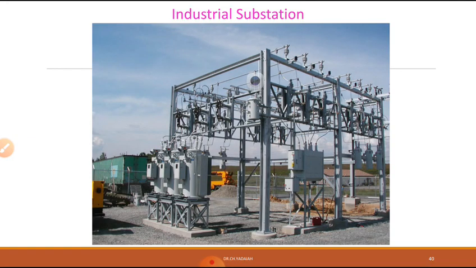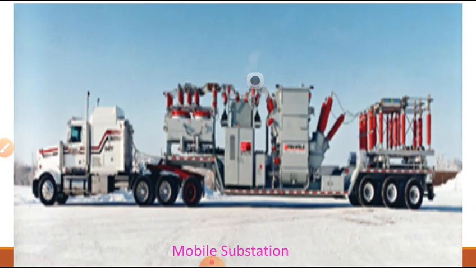Next, industrial substations, where some industries may take high voltage directly. Some industries may take 33 kV as an input, sometimes 11 kV as an input. So they can use their own substation to maintain reliability. Now, you can see the mobile substations. Mobile substations are generally used for temporary purposes only. Now these are the substations based on their applications.